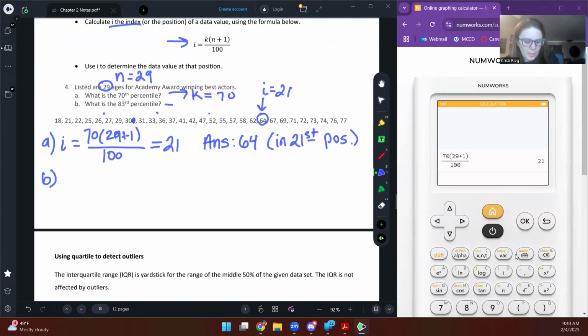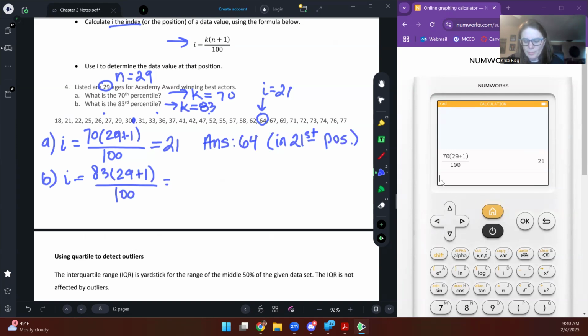For B, K equals 83. So I is going to be 83 times 29 plus 1 over 100. Nothing changed except for K. All right, since nothing changed except for K, I'm going to come over here and show you a little trick about copy paste.